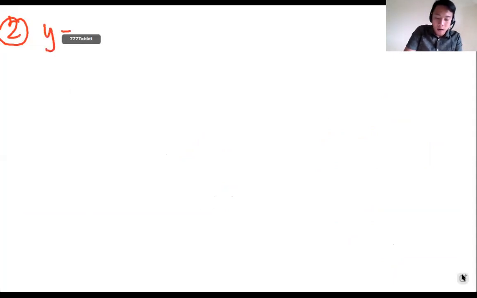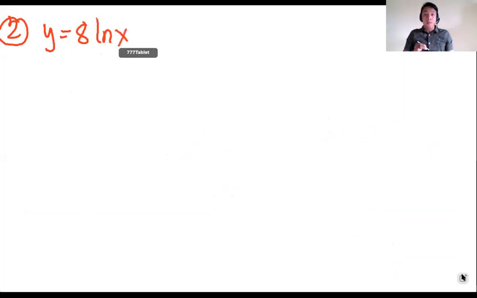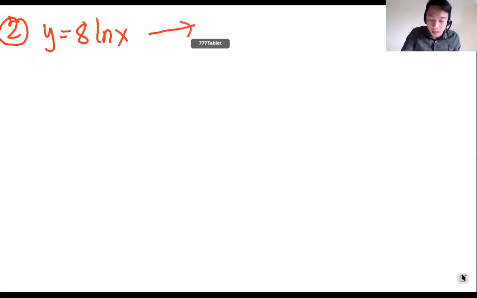y equals 8 ln x. Okay? So in the first solution, this one is easy. I will just copy 8 on the upper part and then x on the lower part. Right?